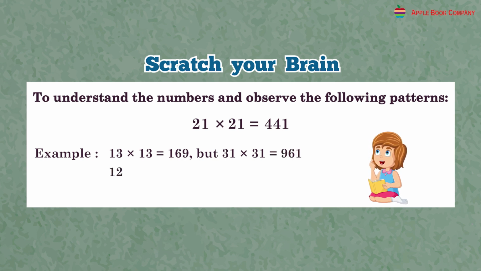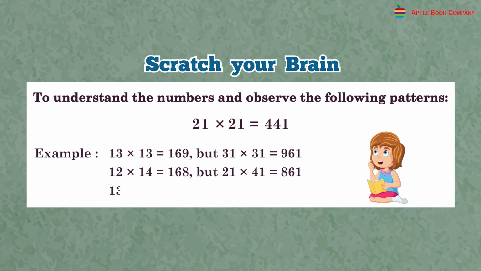12 multiplied by 14 is equal to 168. But 21 multiplied by 41 is equal to 861. 13 multiplied by 22 is equal to 286. But 31 multiplied by 22 is equal to 682, etc. Work in pairs and try to find the numbers with the help of the pattern.